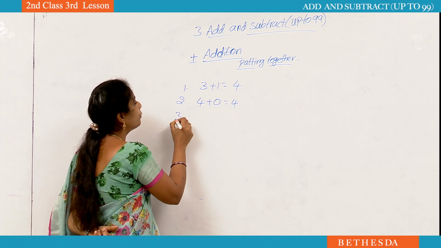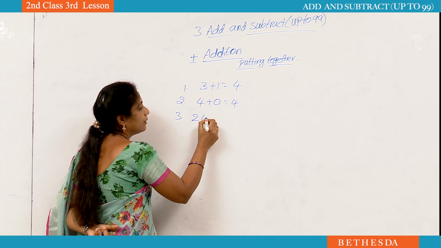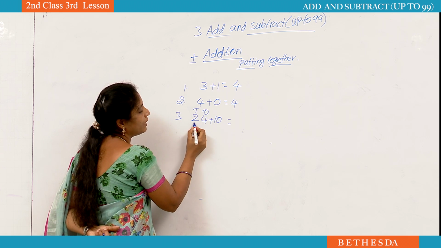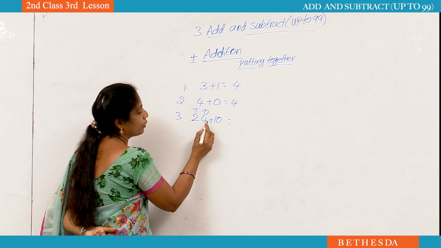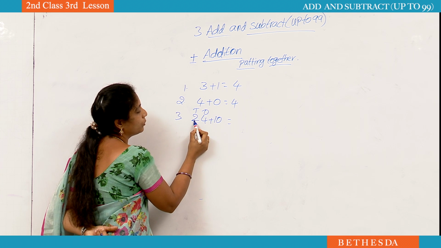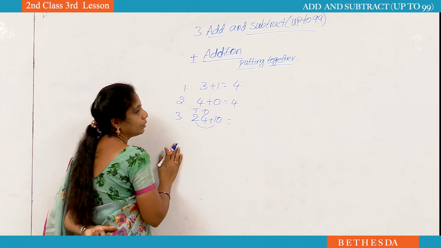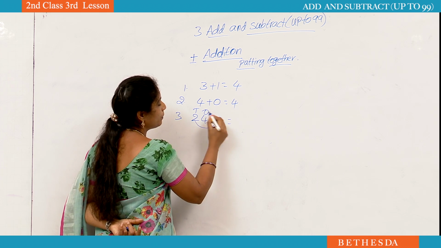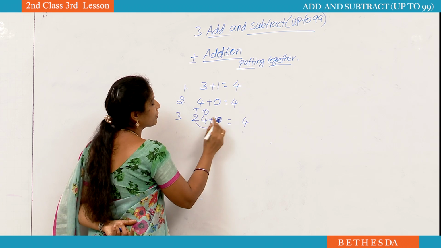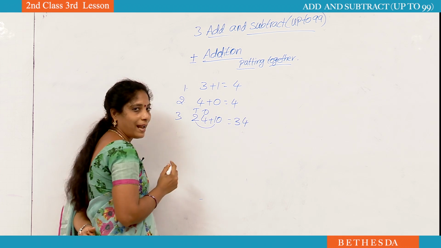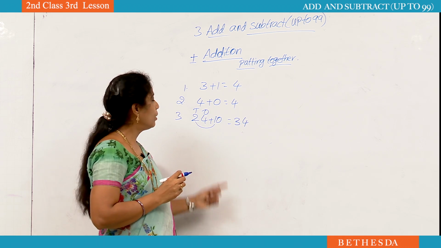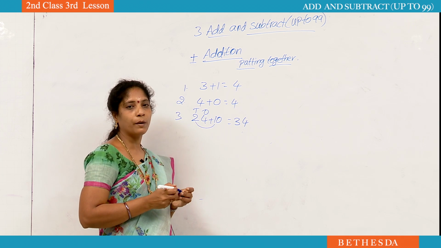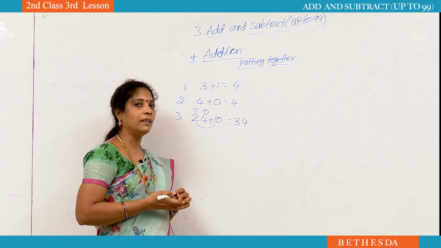Okay. If you add 10 to any number, only the tens place number will change. In 24, what is the tens place number? 2. We have to add 1 to 2 only, for the tens place number only. Ones place as usual we write 4. 2 plus 1, 3. These are the properties. The remaining you can learn in 3rd class.